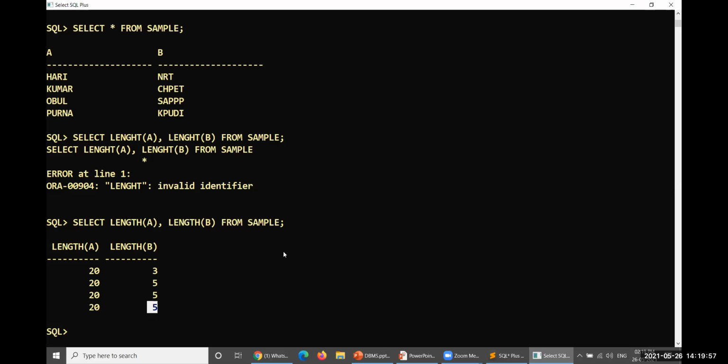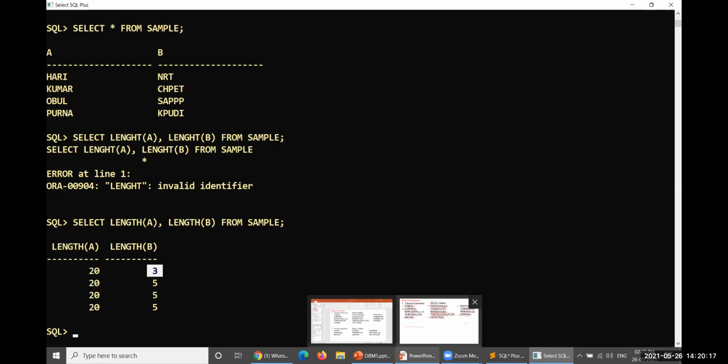So VARCHAR2 is a variable length character. For the first record, it is 3 characters, I mean 3 bytes. Second, third, fourth, of course, we have given the same number of characters, so we got 5. So the records will be varying in size because of VARCHAR.